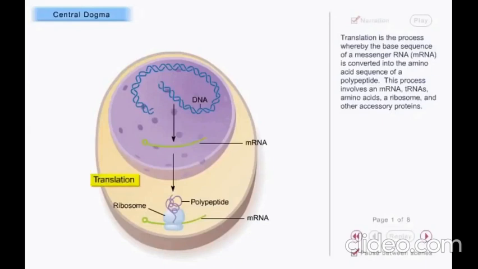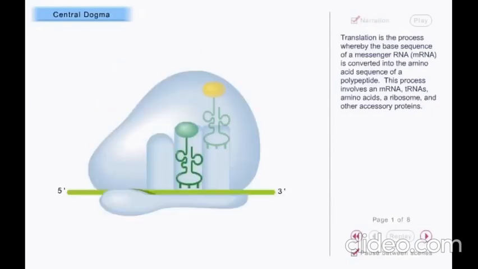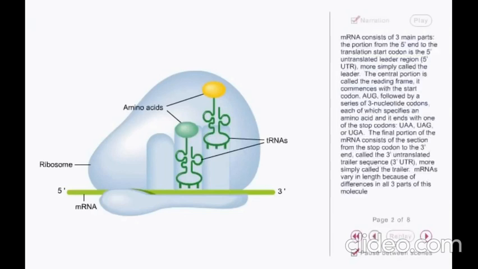Translation is the process whereby the base sequence of a messenger RNA is converted into the amino acid sequence of a polypeptide. This process involves an mRNA, tRNAs, amino acids, a ribosome, and other accessory proteins.